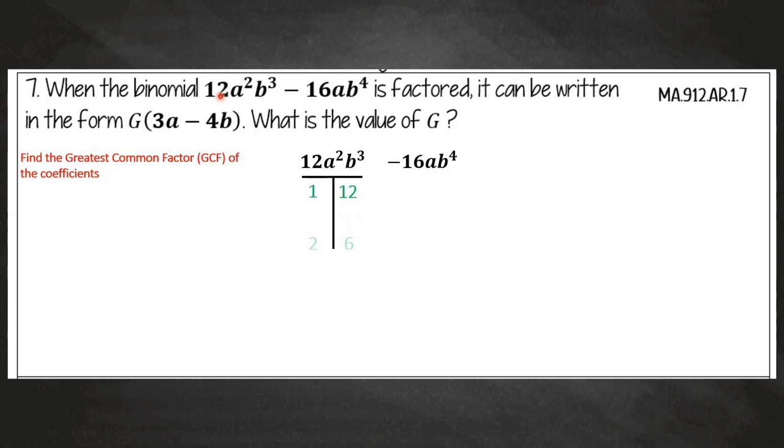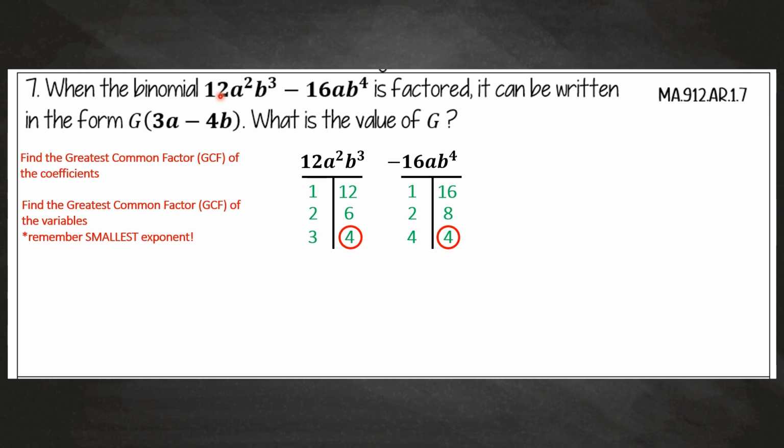Okay, so of 12 and negative 16, these are my factors. 1 and 12, 2 and 6, 3 and 4, 1 and 16, 2 and 8, 4 and 4. So their greatest common factor of the coefficients is 4. Then we're going to find the greatest common factor of the variables. Remember, we're looking for the smallest exponent. So here between 12a squared b to the power of 3 and negative 16ab to the power of 4, a is our smallest exponent. And then b to the power of 3 is our smallest exponent from the other term. So our greatest common factor for these two terms is 4ab to the power of 3.